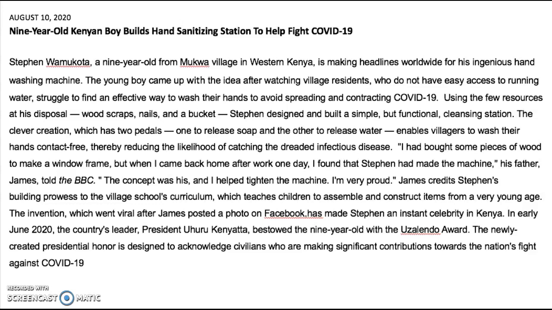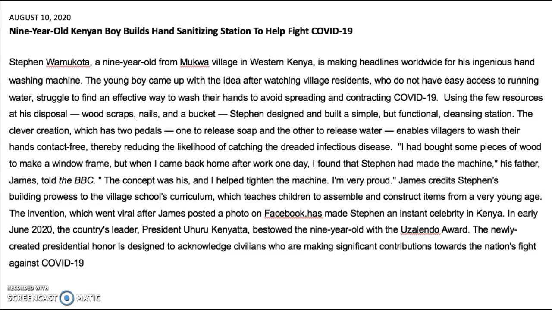Using the few resources at his disposal, wood scraps, nails, and a bucket, Stephen designed and built a simple but functional cleansing station. The clever creation, which has 2 pedals, one to release soap and the other to release water, enables villagers to wash their hands contact-free, thereby reducing the likelihood of catching the dreaded infectious disease. "I had bought some pieces of wood to make a window frame, but when I came back home after work one day, I found that Stephen had made the machine," his father James told the BBC. "The concept was his, and I helped tighten the machine.